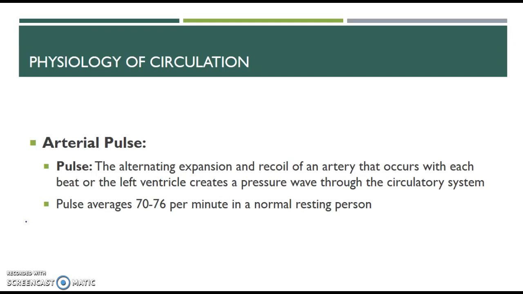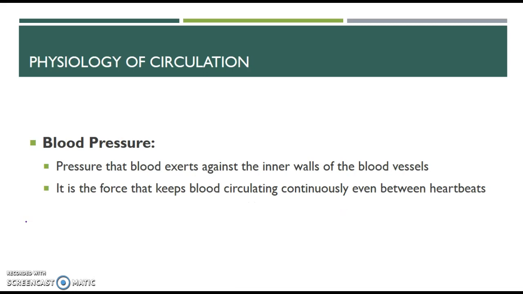So the pulse, when you're using your wrist or your neck, is really just your arteries expanding and contracting and recoiling every single time your heart beats, particularly when your ventricles push out the blood up into the aorta. On average, your heart is going to be 70 to 76 beats per minute. It also is going to depend on gender and things like that, and age, which we talk about later.